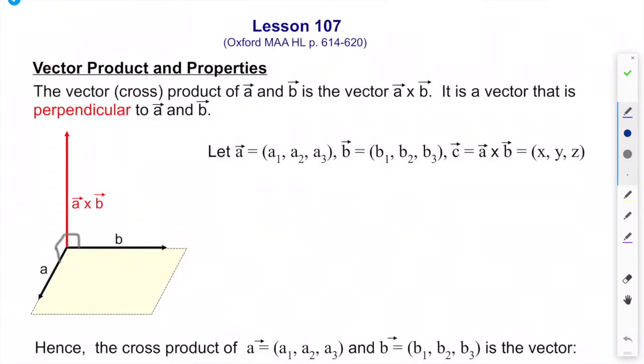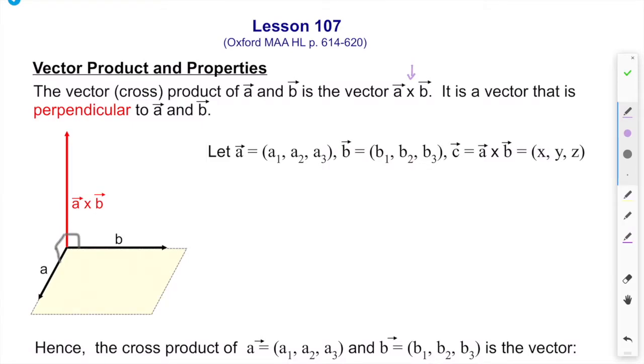Lesson 107. In this lesson, we are going to look at the vector or cross product of two vectors. When we find the cross product of two vectors A and B, we use the notation A cross B. Okay, so this is a reserved operator for vectors. When we do that, the resultant of A cross B will be a perpendicular vector to both vectors A and B.